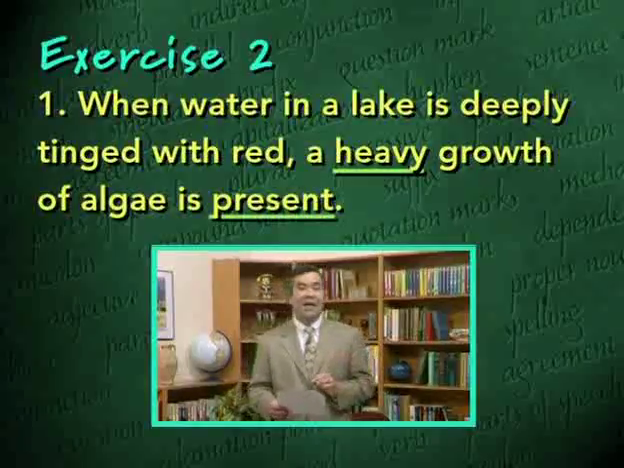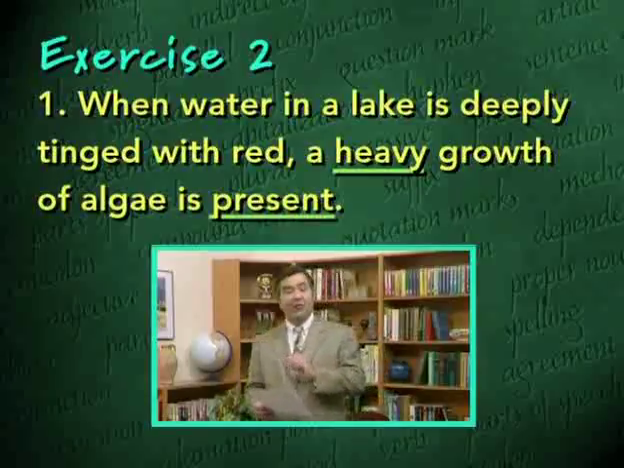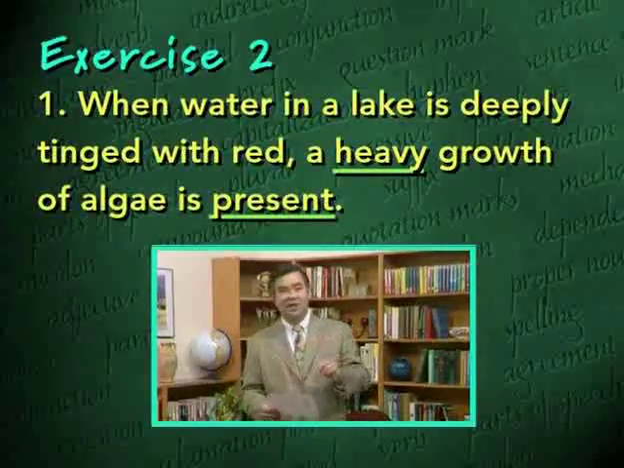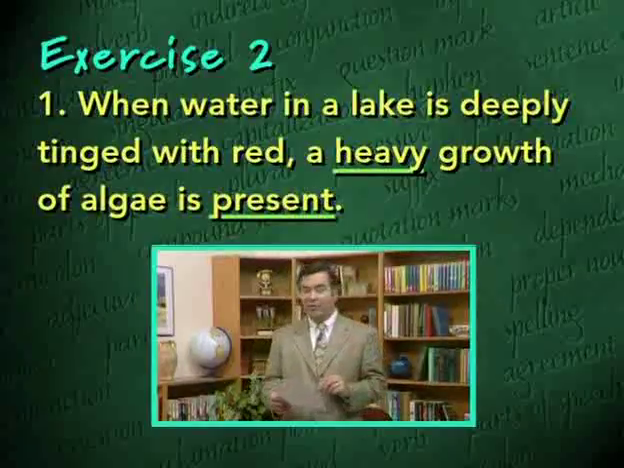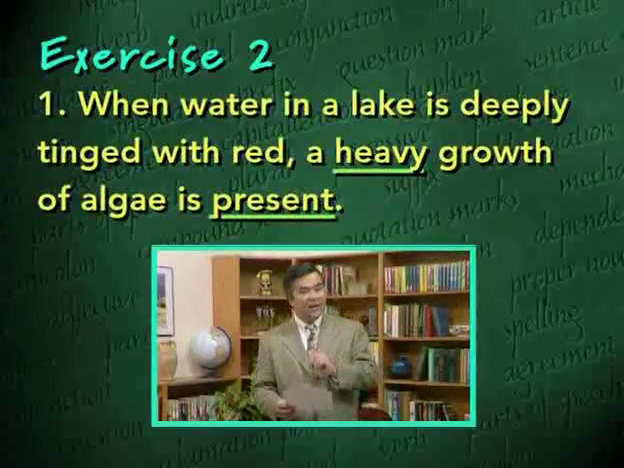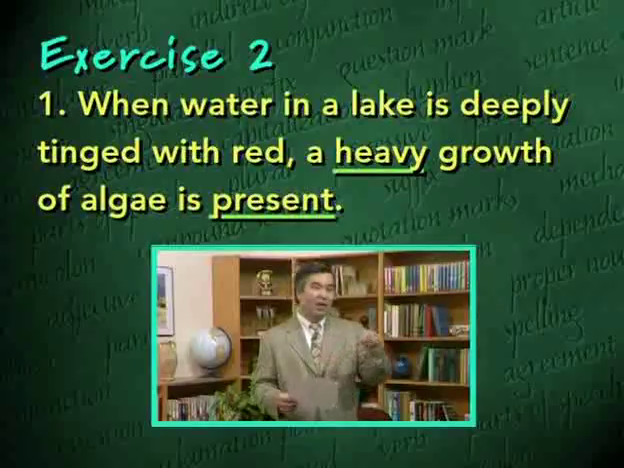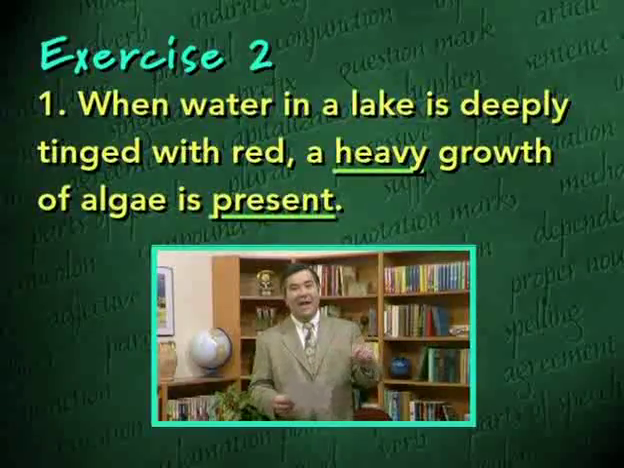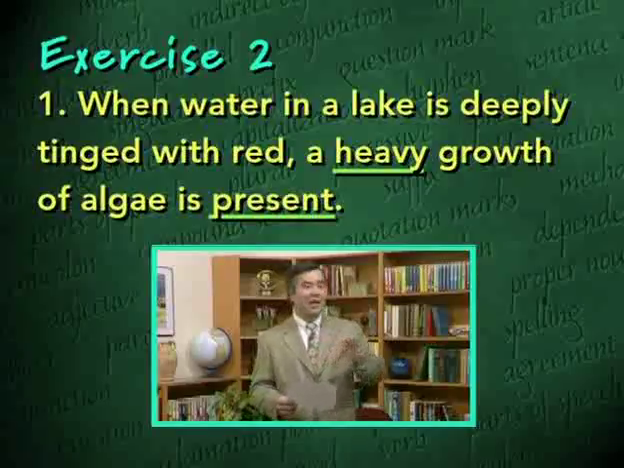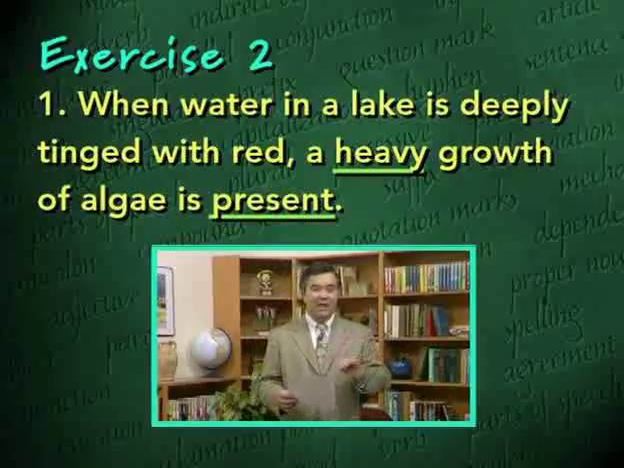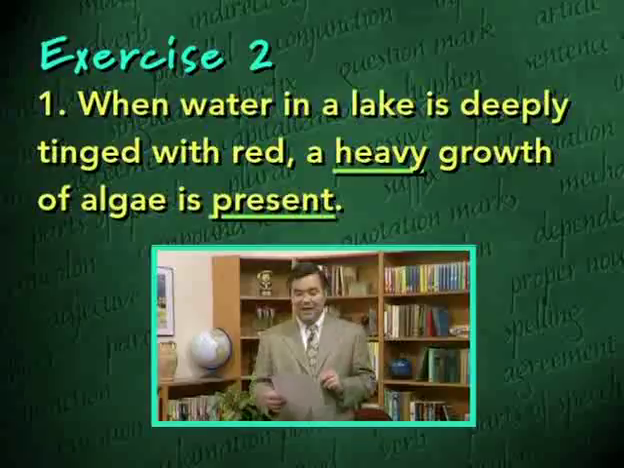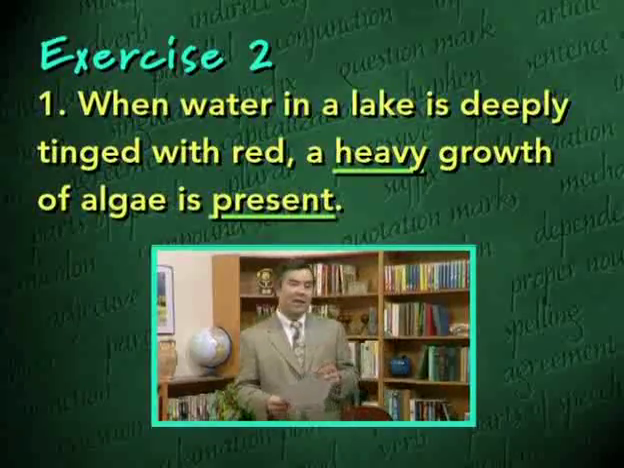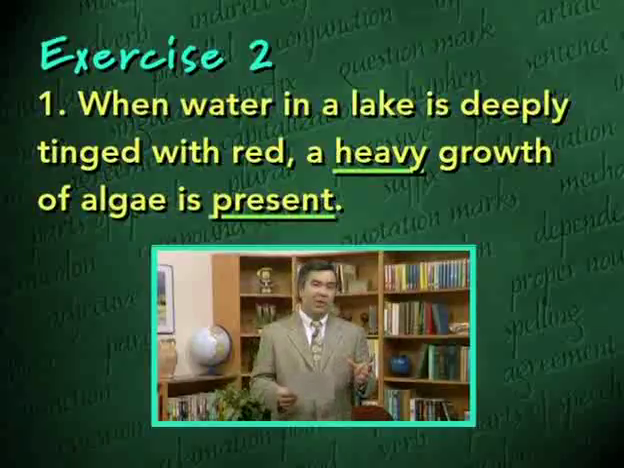Remember we said that adjectives sometimes appear after a verb of being. The verb of being links the adjective to the noun that comes before the verb of being. So the adjective present refers back to the growth. The growth is what is present. So the noun growth and the adjective present are being linked together by the linking verb, or the verb of being, is.